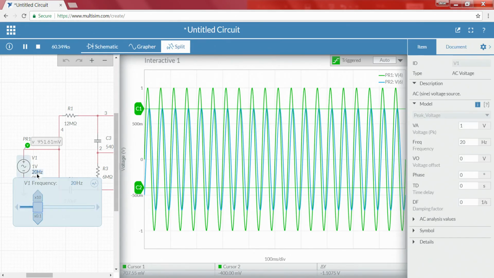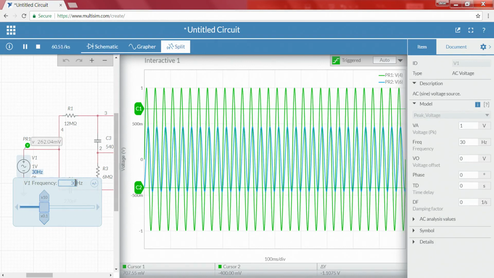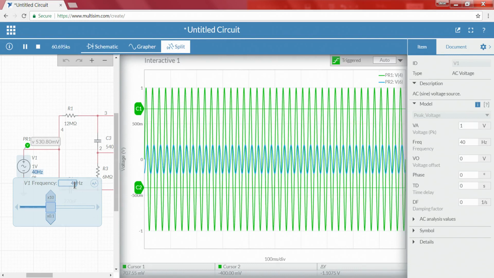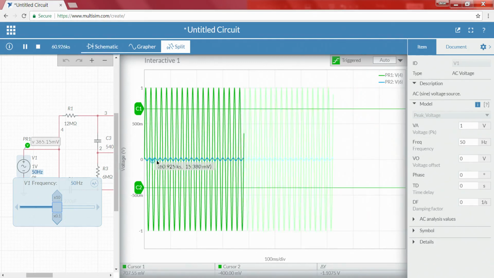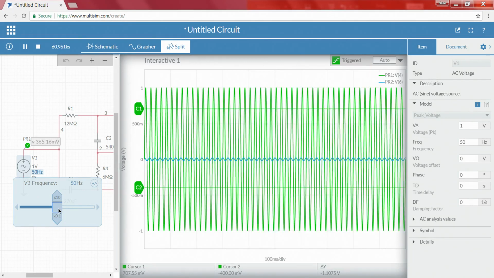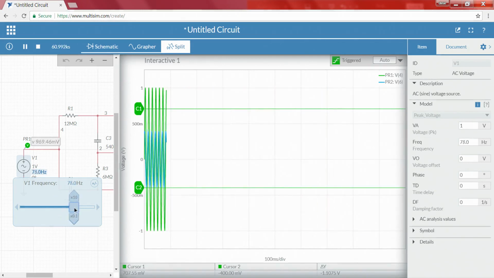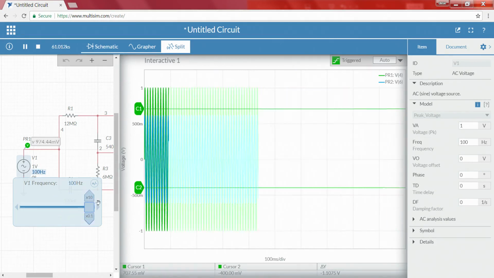Then 30 hertz, see below that. 40, very small signal. 50. So, if you observe, there is a drastic change for every 10 hertz increment. That is why this is called a narrow band, a very drastic change. Now, if I slowly increase the input frequency, you can observe the drastic change in our output signal too.